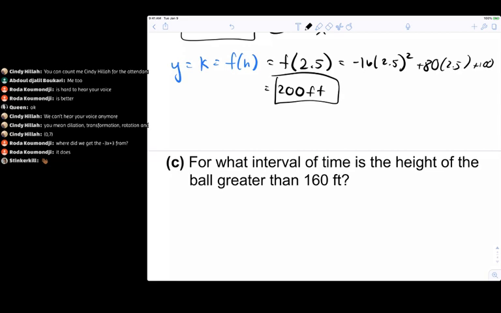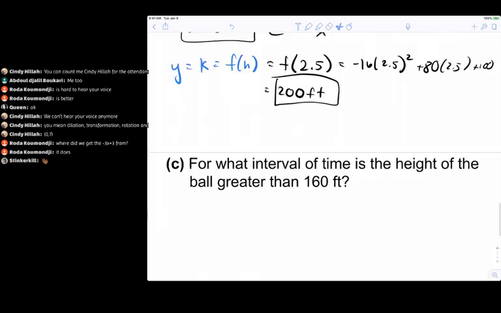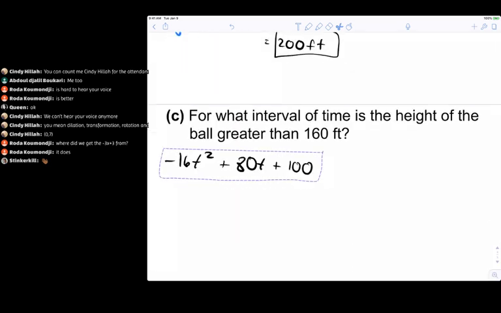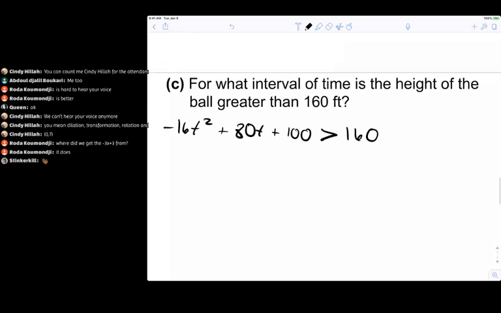So what they're asking us to do is basically take our function, and we want to know when this is greater than 160 feet, right? So this is all they're asking us to do. So let's solve this inequality. If we subtract the 160, we get negative 16t squared plus this, minus 60, is greater than 0. So basically it's saying, when is this quadratic or parabola greater than 0?